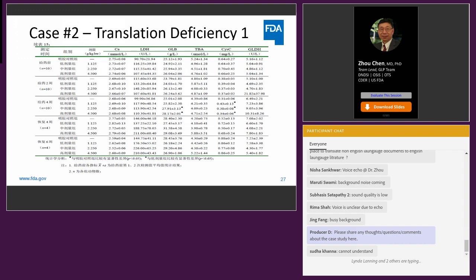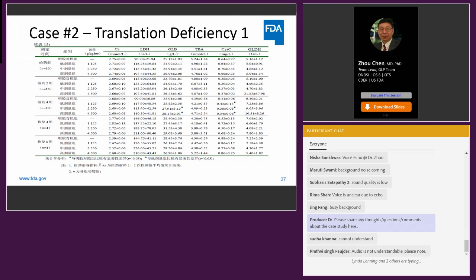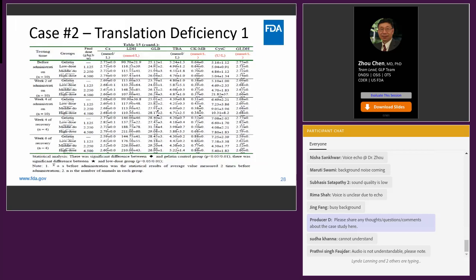Okay. This is the 28-day dog study, the original version, table 15 for clinical chemistry. It looks good, right? There are 6 parameters with different units. We can see only the calcium unit is millimolar per liter. Here's table 15 from the English version of the report submitted to FDA. This poor quality was from the report, not from my slide preparation.